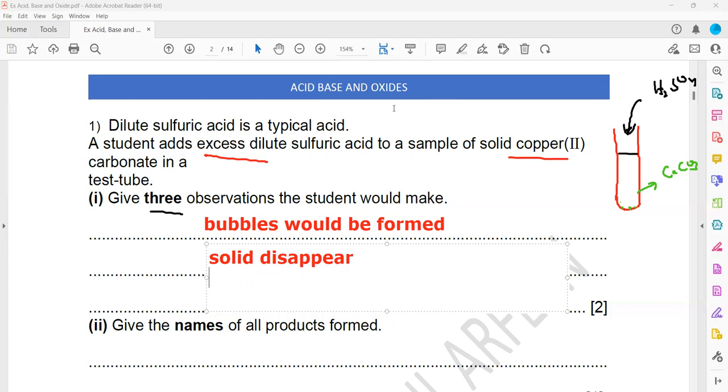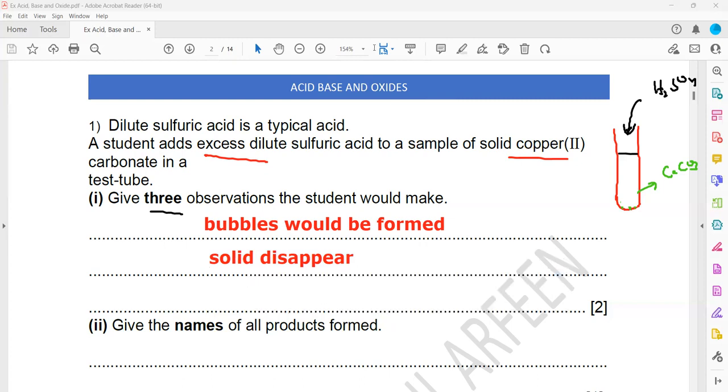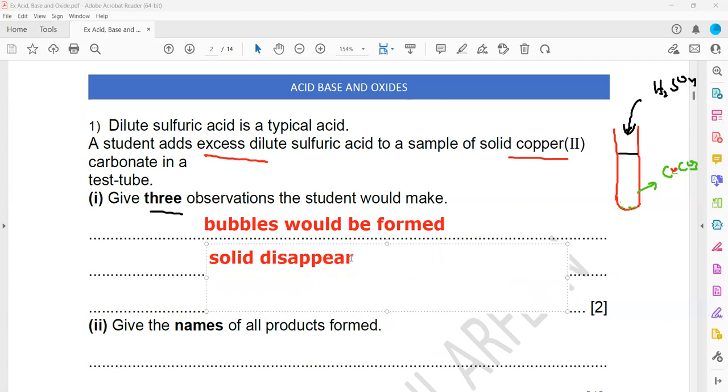And because copper salts are there, copper salts are colored solutions. When copper carbonate reacts with sulfuric acid, it will give copper sulfate. And copper sulfate salt solutions are blue. So the solution will also show a color change. Because if it was a group 1 or 2 metal, it wouldn't show a color change. But here it will form a blue solution because copper sulfate is blue in color. So these are the three observations when sulfuric acid specifically reacts with copper carbonate.